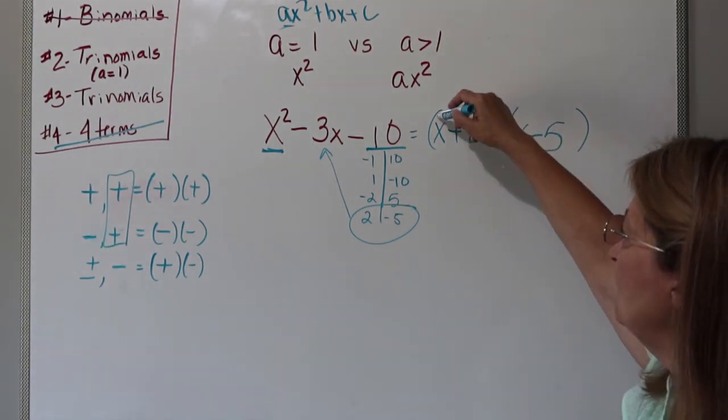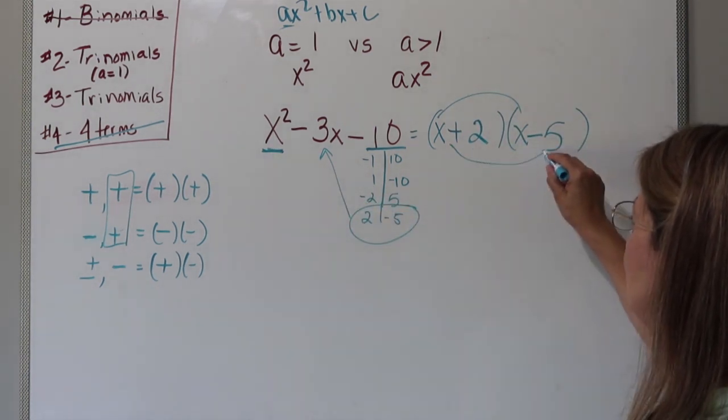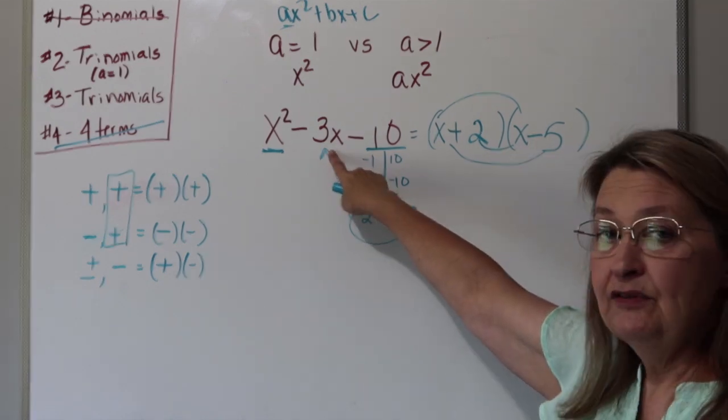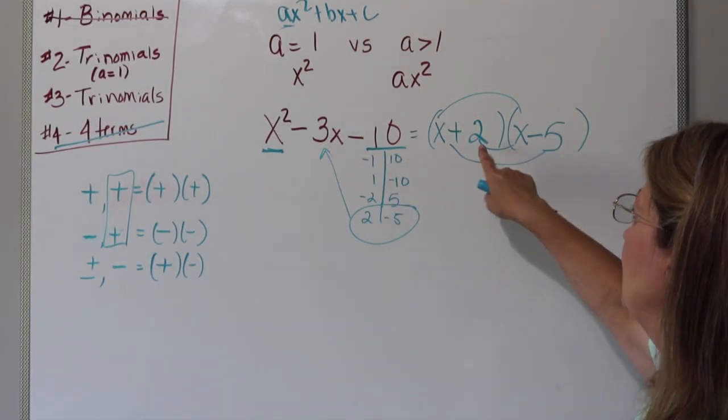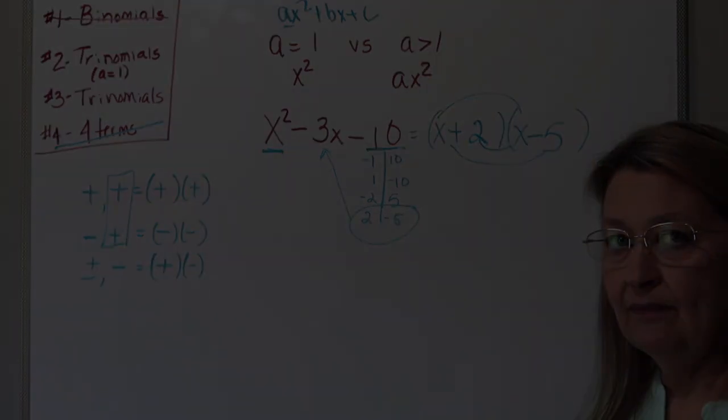If you want to check it, FOIL it real quick. X times x is x squared. This is 5x, negative 5x plus 2x. That gives you negative 3x. And then positive 2 times negative 5 gives you negative 10.